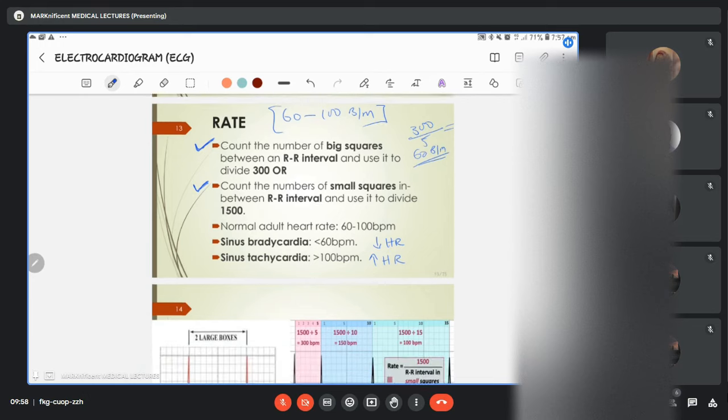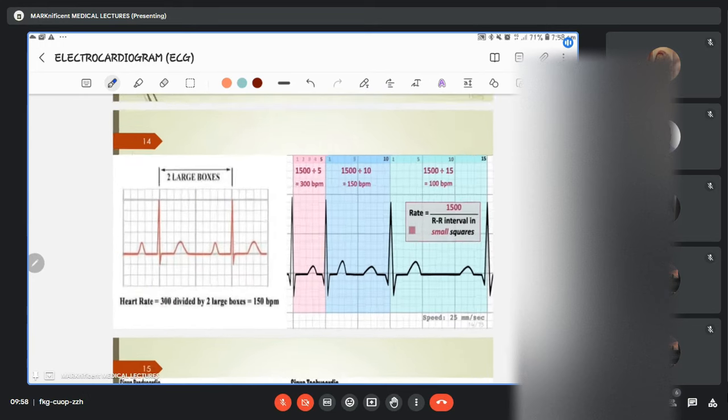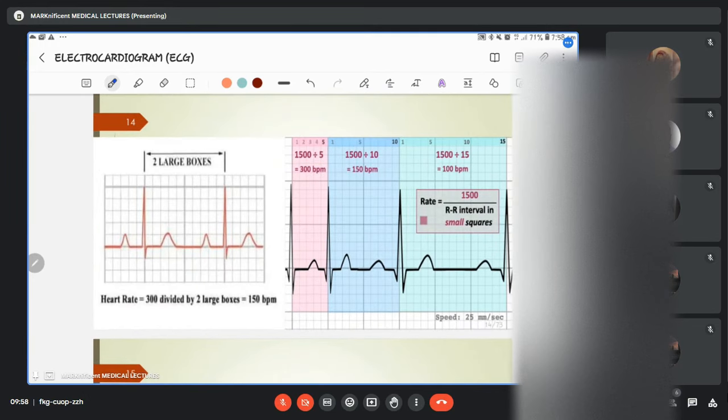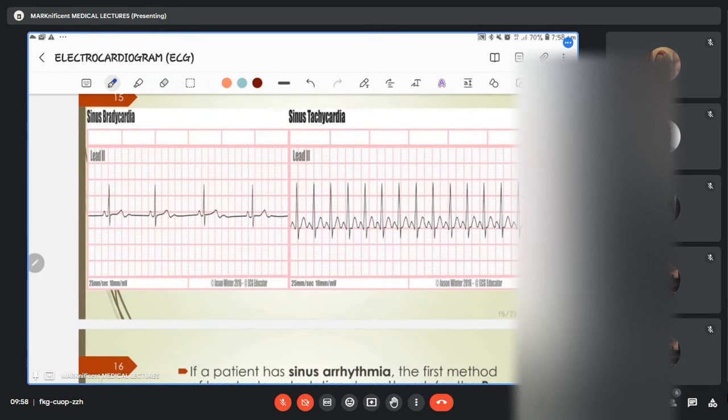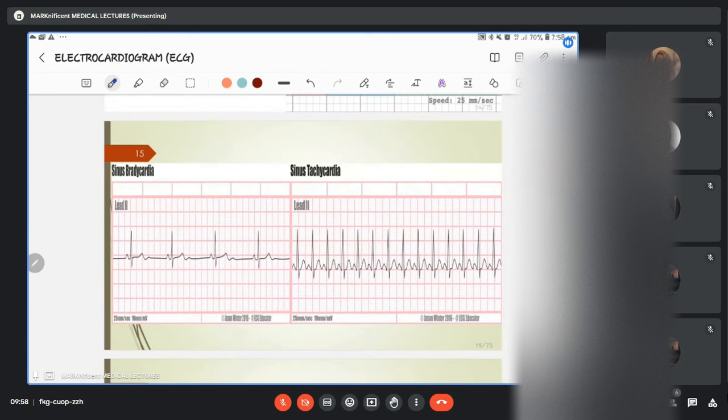So after this again, this is the same thing I just explained up there about the whole division, the counting of the boxes and all of those things. Now, this is the picture of sinus bradycardia and sinus tachycardia. Now, remember the normal is what? Sinus rhythm. But the abnormal, which is what?